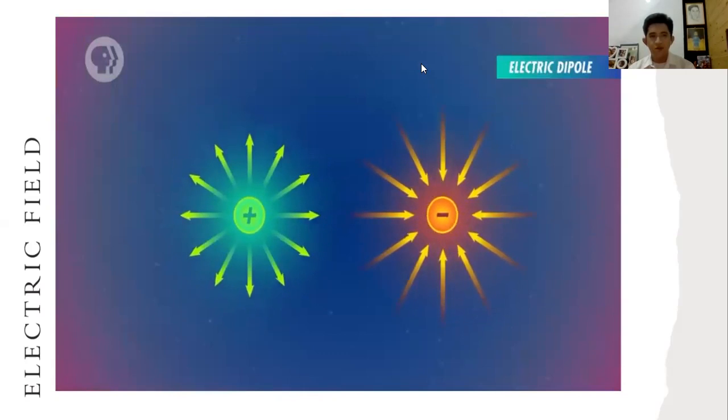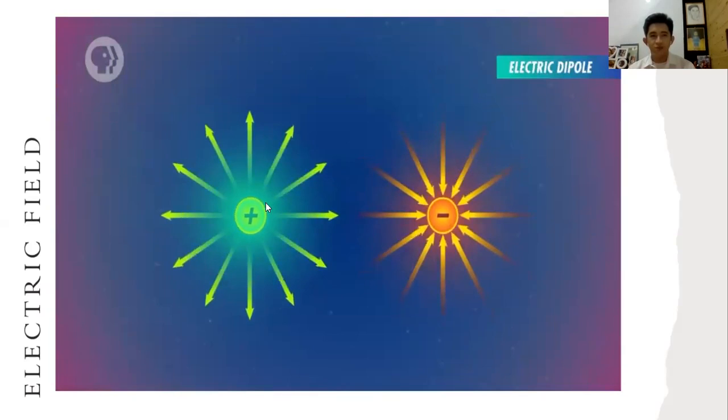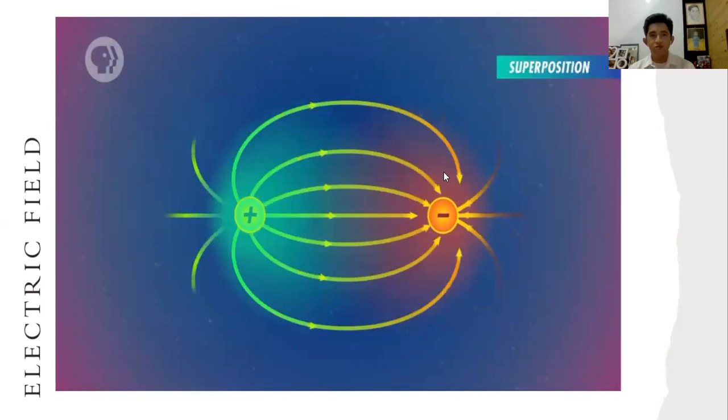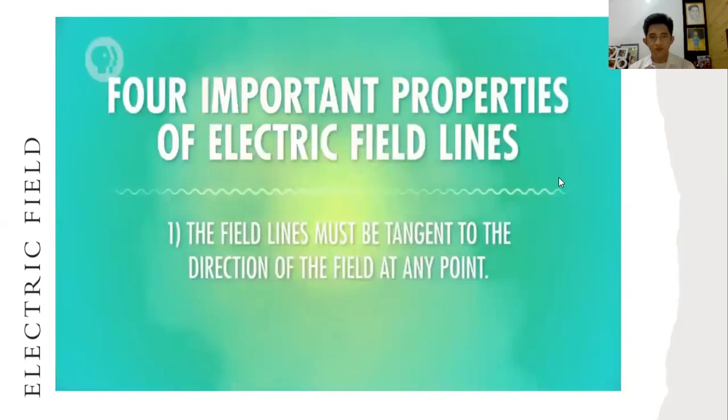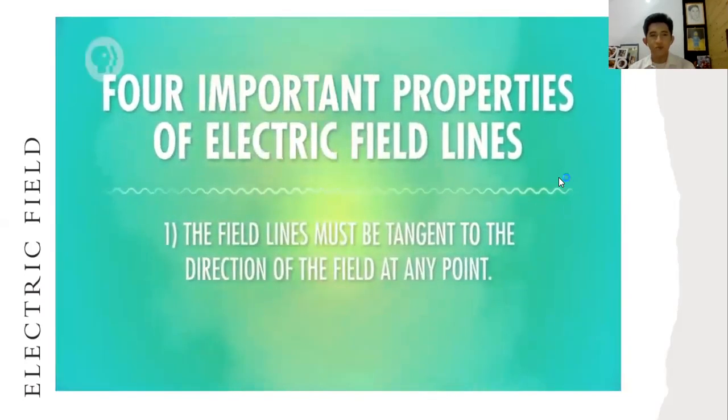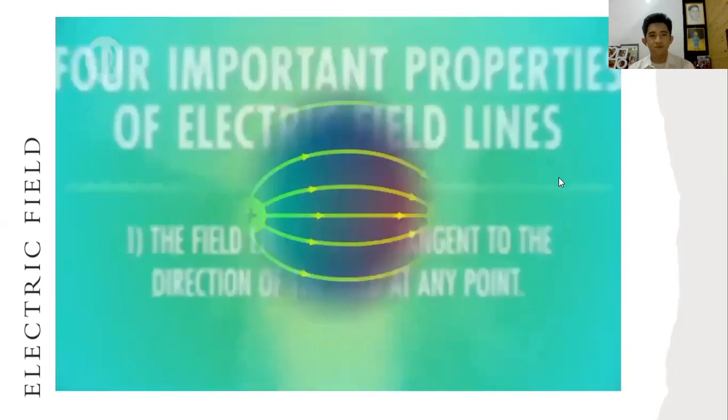So here is a dipole, which means that one particle is moving to the negative charge. So there are four important properties of electric field lines.